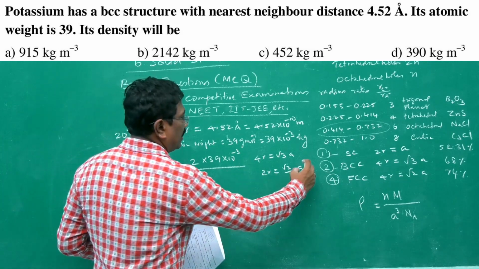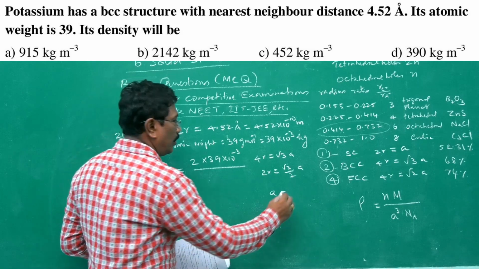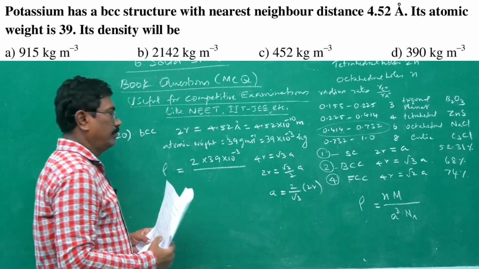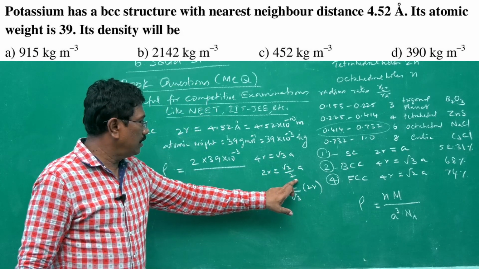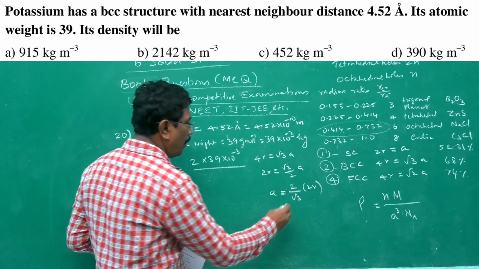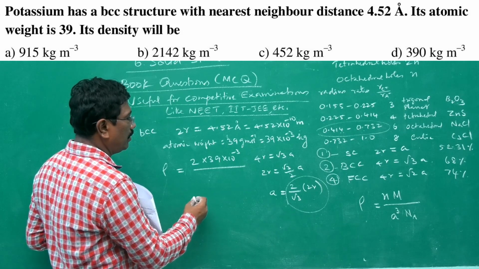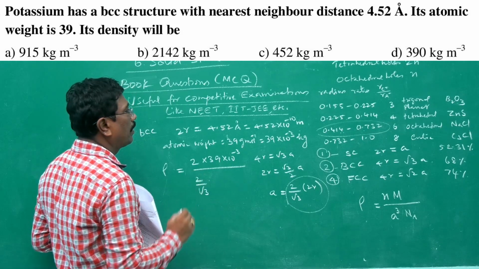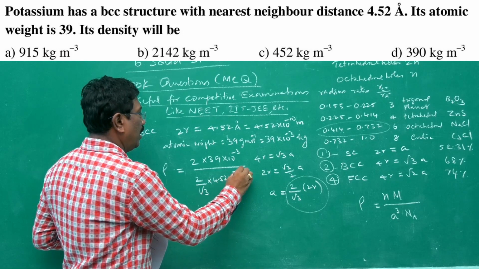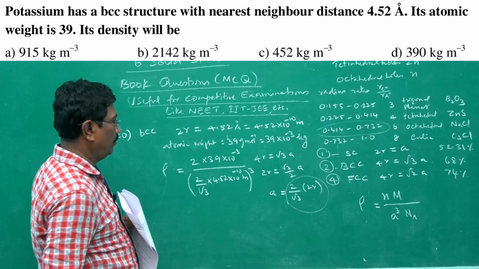Now we need a cube. So, a is equal to 2 by root 3 into 2r. 2r value we know. So, we can substitute in the place of A this value. So, A cube is nothing but 2 by root 3 into 4.52 into 10 power minus 10 meter whole cube, into Avogadro number.